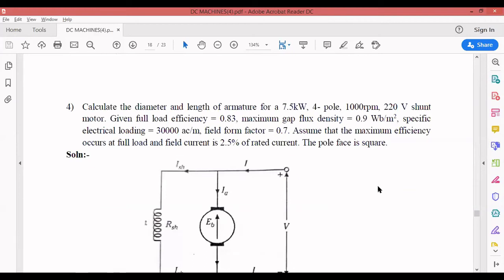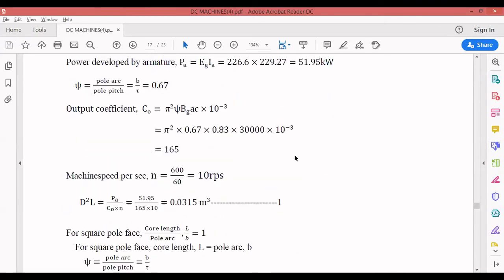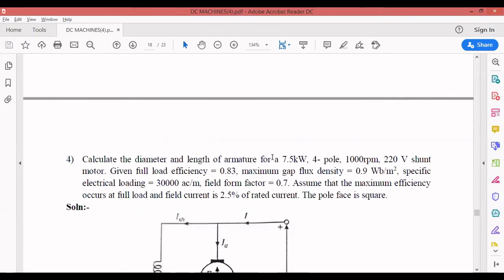Let us see. Calculate the diameter and length of the armature for a 7.5 kilowatt. This problem is from Ekesani only. These two problems are from Ekesani. Calculate the diameter and length of armature for 7.5 kilowatt, 4-pole, 1000 RPM, 220 volt shunt motor. Given full load efficiency of 0.83.